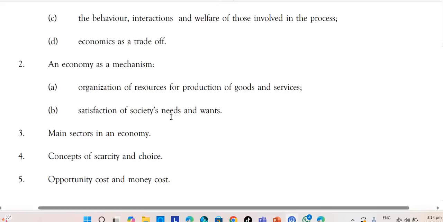So, in summary, an economy is a system that organizes resources to produce goods and services and aims to satisfy the needs and wants of society, whether it's farming, factories, or services like teaching or healthcare. The economy plays a vital role in helping people live better lives. Now we're going to look at the main sectors in an economy. The main sectors are the primary sector, the secondary sector, and the tertiary sector.